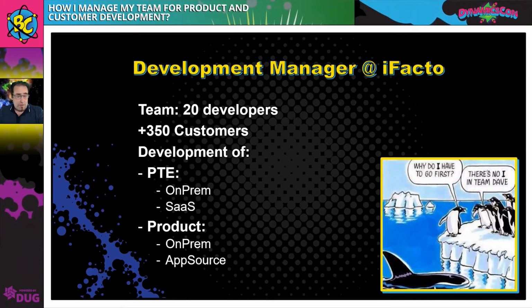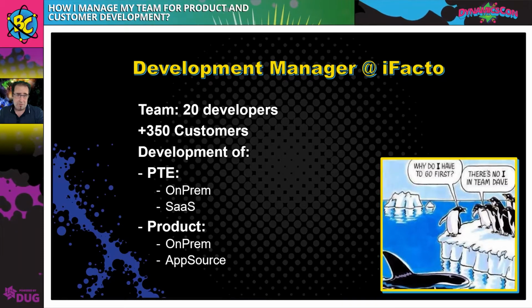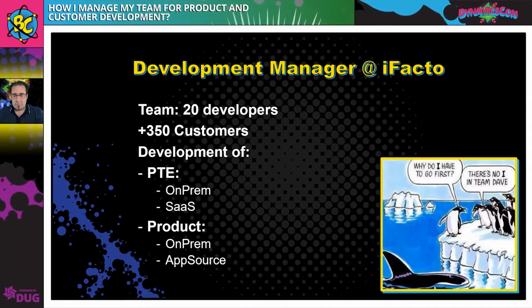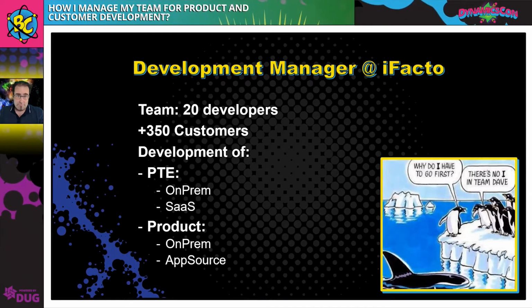We have a little bit more than 350 customers, and we actually do quite a lot at these customers. In 20 years, we have been doing quite a lot of customizations, and we have quite a big development team, so we do a lot of development. A lot of customizations, both still on-prem and on SaaS. And we do product development as well, again, both on-prem and on SaaS.